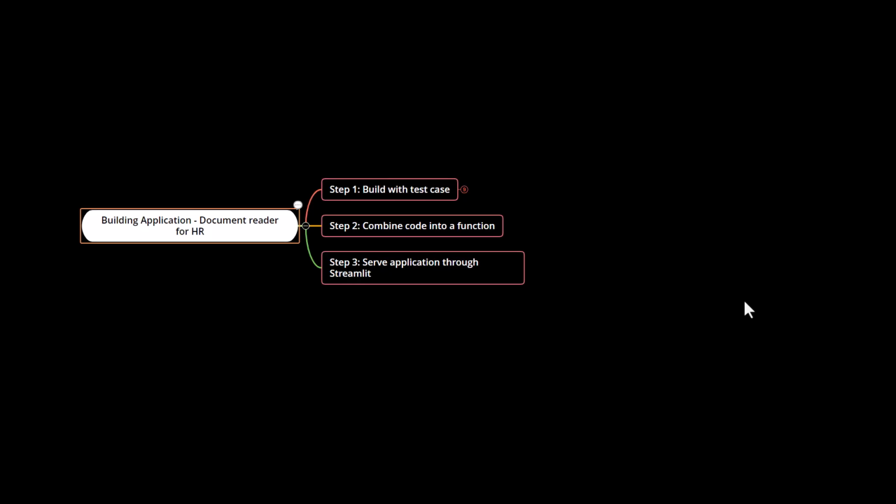Now there are going to be 3 steps to this. Step 1 is to build with the test case. Here we're going to take a sample CV, feed that into an LLM, and try to build our use case from that one sample set. Step 2, we combine our learnings into a function so that we can serve it across multiple test cases. And step 3 is we put out an application using Streamlit.